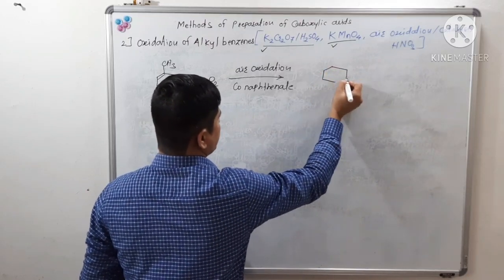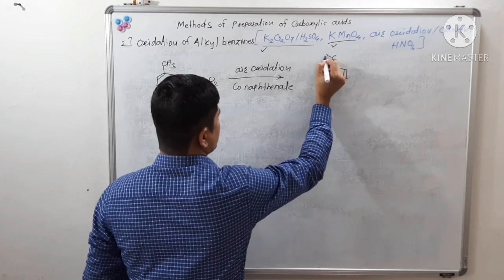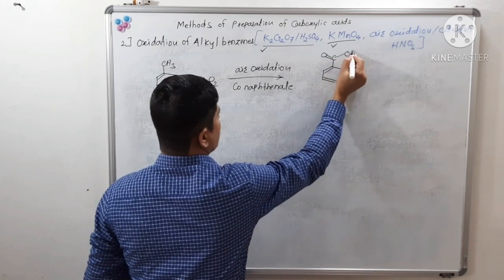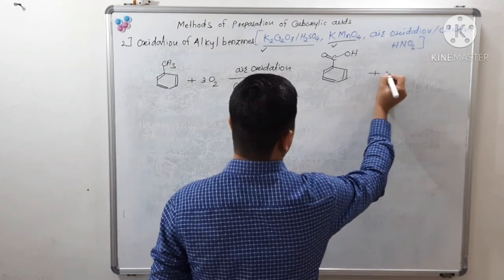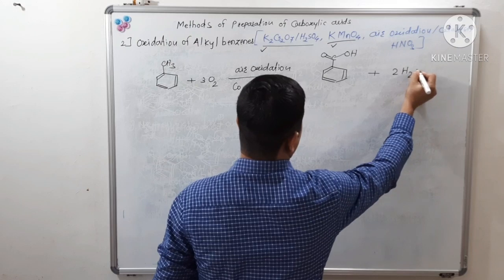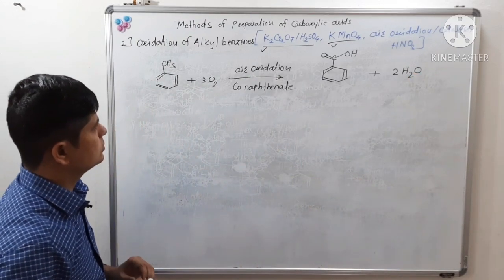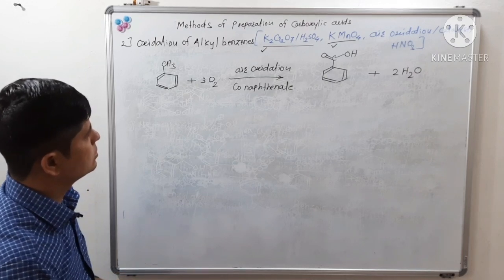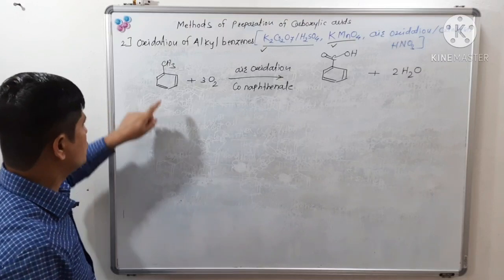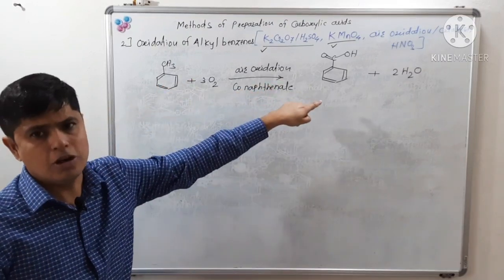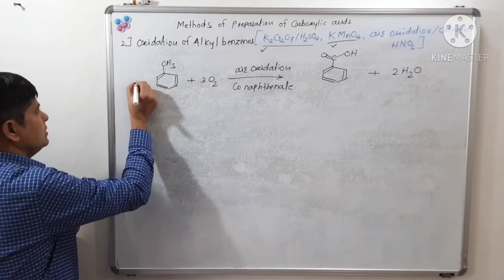So what we will get? We will get benzoic acid. Yes, we can get benzoic acid. So toluene can get converted into benzoic acid through air oxidation. So this is the first example.